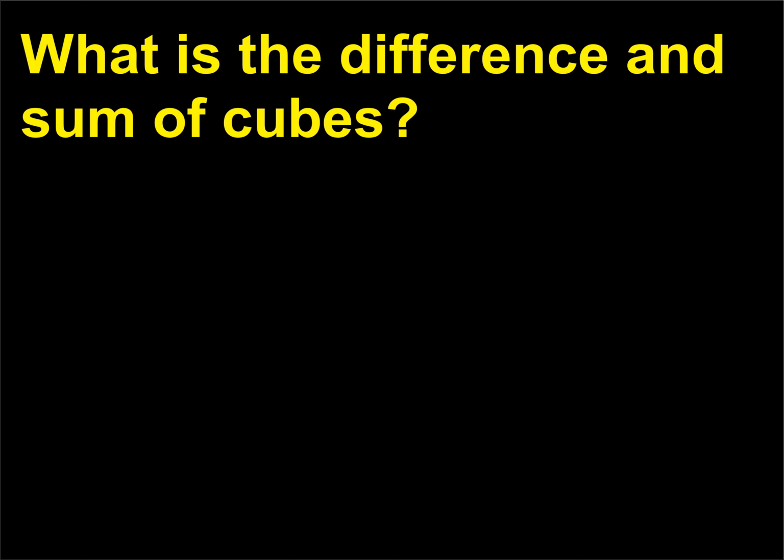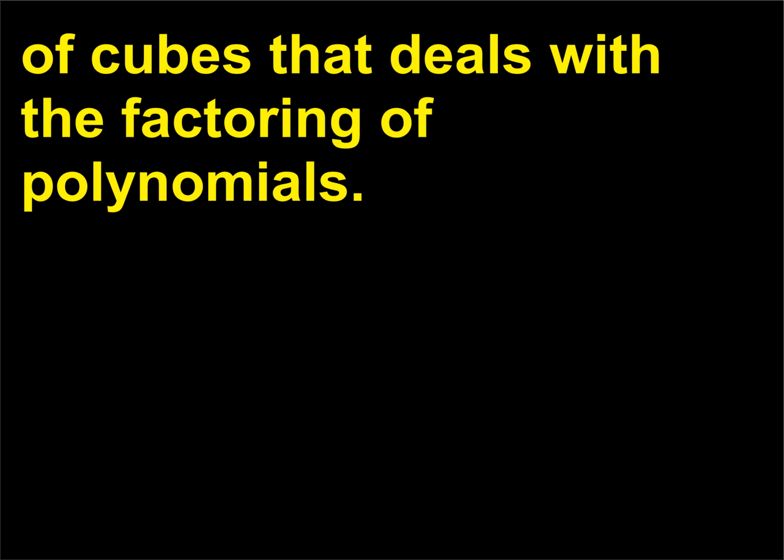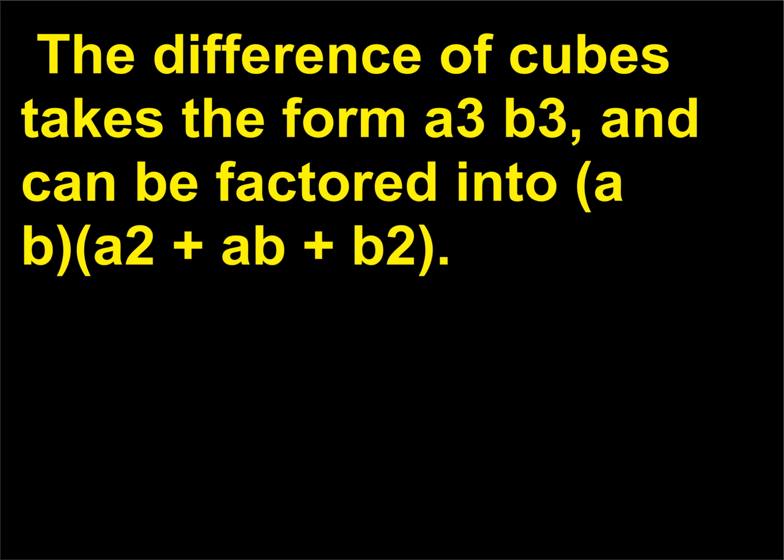What is the difference and sum of cubes? Similar to squares, there is also the difference and sum of cubes that deals with the factoring of polynomials. The difference of cubes takes the form a³ − b³, and can be factored into (a − b)(a² + ab + b²).